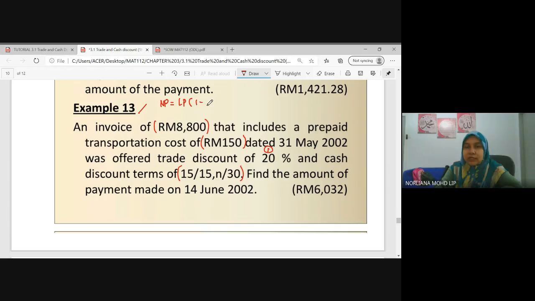LP (1 minus R1), R1 untuk trade discount, (1 minus R2), R2 is for cash discount. Tapi kita tak tahu lagi sama ada dia dapat ke tak cash discount. So first of all awak kena kira dulu tempoh daripada 31 Mei sampai 14 Jun. Berapa hari? 14 hari. 14 hari dapat berapa? 15%. Awak boleh mention kat sini, 15% cash discount.